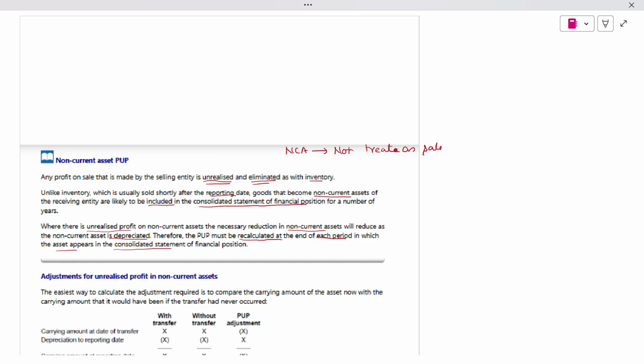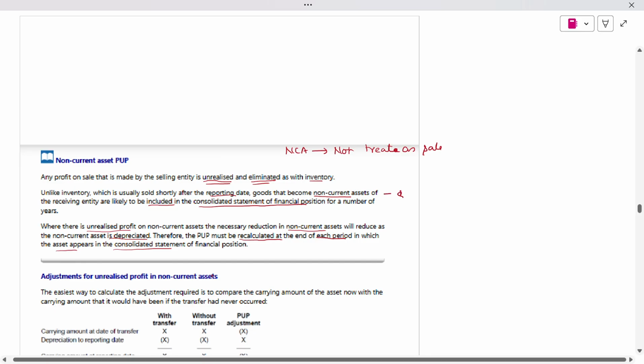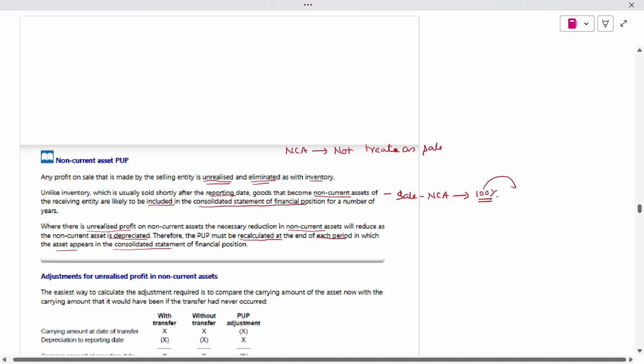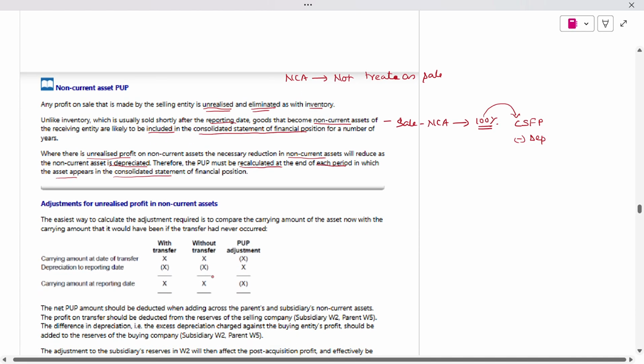Inventory, you can have unrealized profit because of unsold inventory. Here, when we are talking about the sale of non-current assets, we are not going to sell 20% or 50%. We are going to sell the totality, 100% of the value. Then if there is a 100% value, we should not treat it as a profit. Straight away you have to take it in the consolidated statement of financial position, and normally we treat it as a depreciation. Is it clear to you?